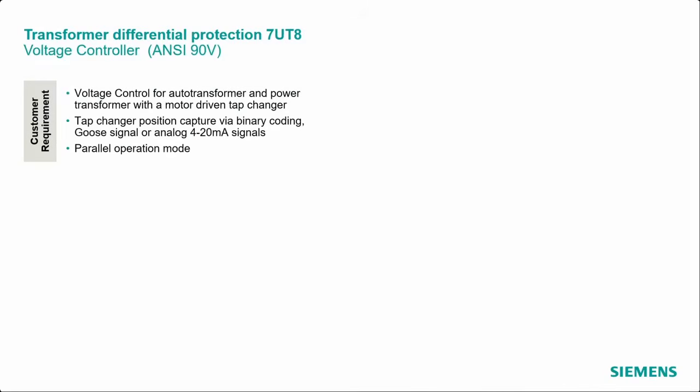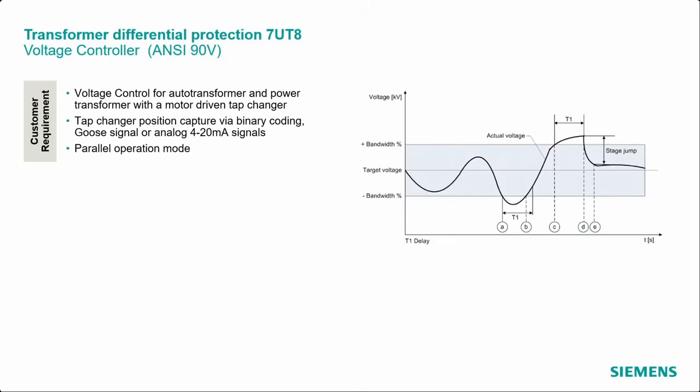So here again we have this topic with the voltage regulator. That means we can control the voltage of an auto transformer, of a power transformer with a motor-driven tap changer. We have different implementations: 2-winding, 3-winding, and a grid coupling transformer. We can capture the tap position via binary code. We can also capture the tap position via GOOSE signal, or via an analog signal. The parallel mode is also supported since version 7.0.